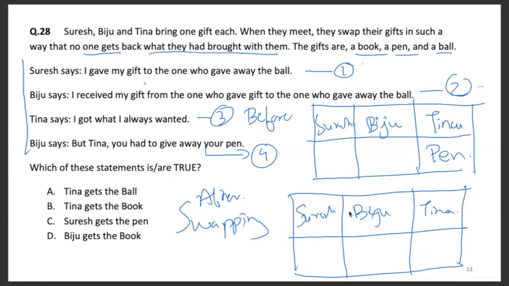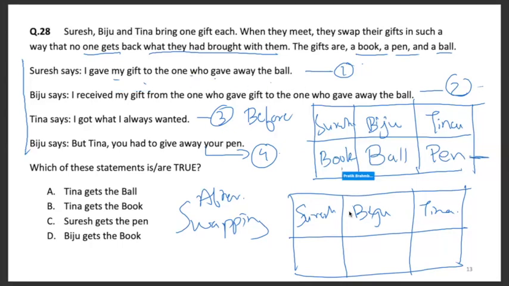So Biju is the one who gave away the ball, which means here the ball will come and here the book will come. So this was the original situation of the gift and the person. In the next condition, when they are swapping, we'll go by the first statement itself. I gave my gift to the one who gave away the ball.